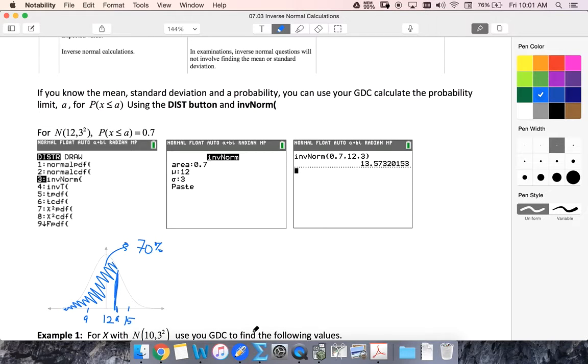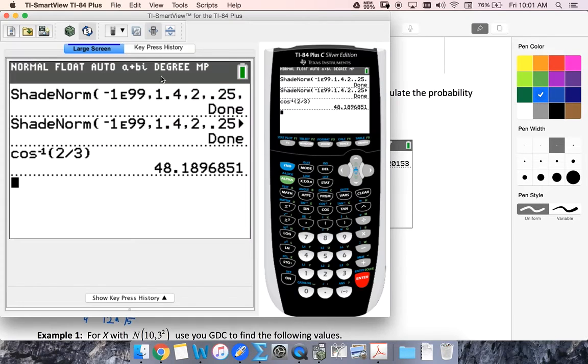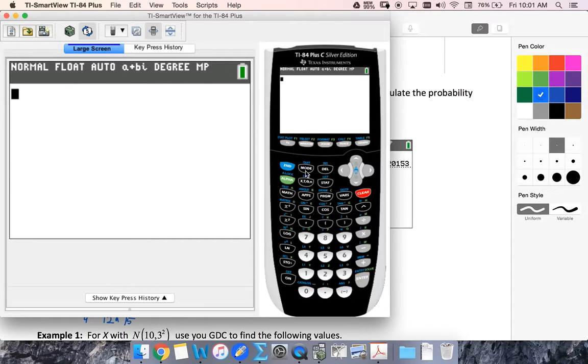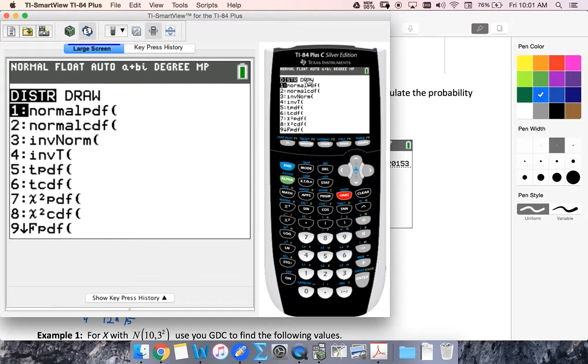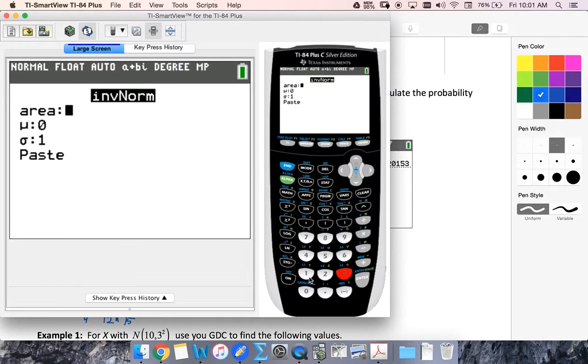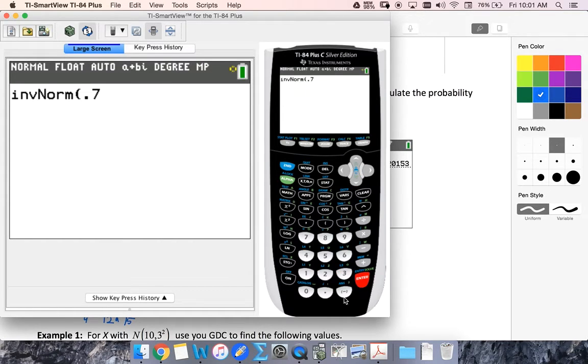So in my calculator, we were doing shade norm last class. Now we're going to go into our distribution. Instead of drawing though, we're going to come down to inverse norm. Our area, that's the probability, so that was 0.7. Our mean was 12, and our standard deviation was 3. And we can paste it.